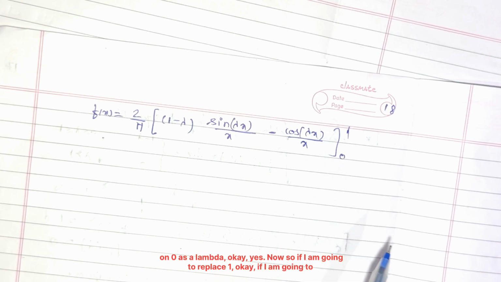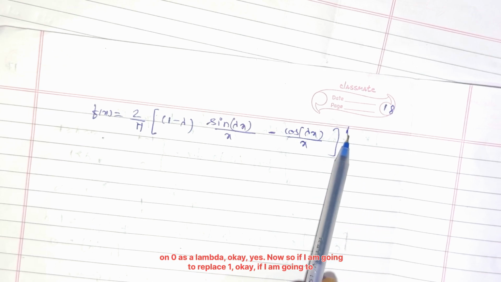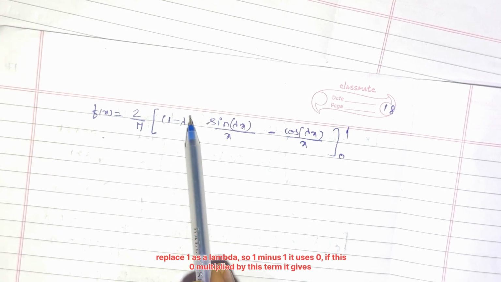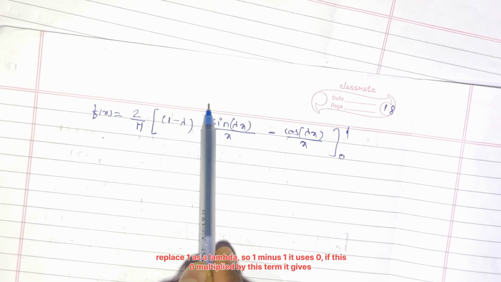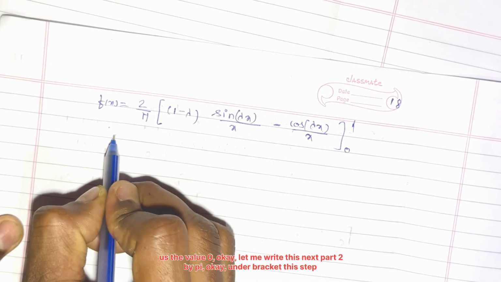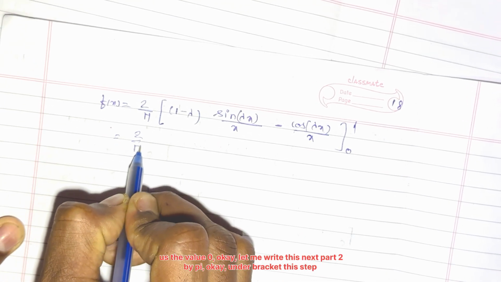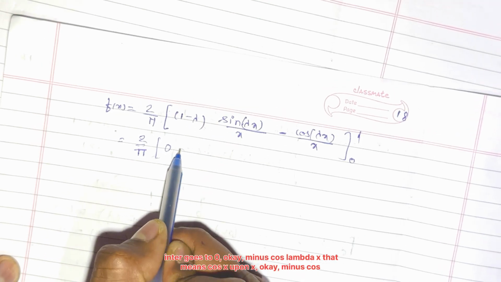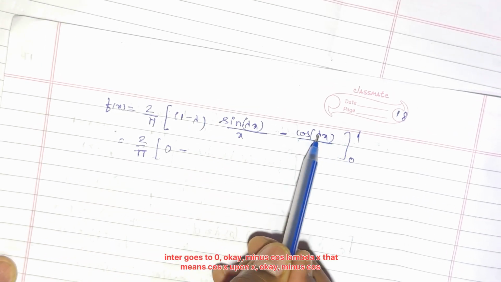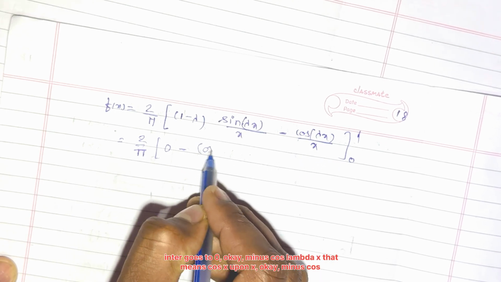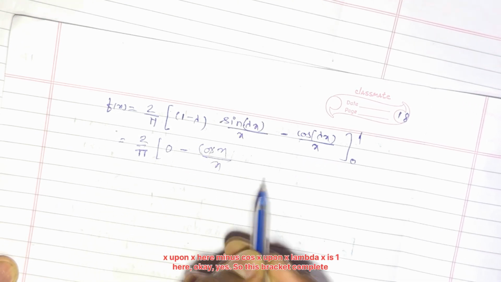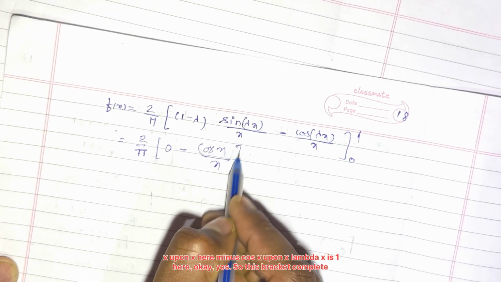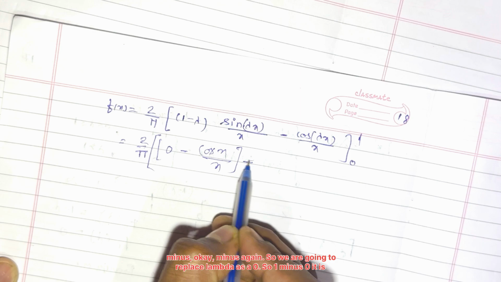Now, if I replace 1 as lambda, 1 minus 1 gives us 0. This 0 multiplied by this term gives us the value 0. Let me write the next part: 2 by pi, under bracket, this step entirely goes to 0, minus cos lambda x, that means cos x upon x, with lambda equal to 1 here. So this bracket is complete, then minus again.